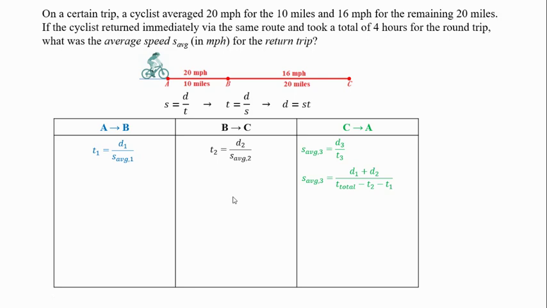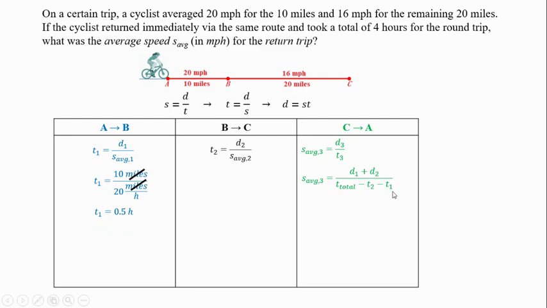So I'll go from left to right. To find T1, simply plug in the values that are given to you. The distance is 10 miles. The rate is 20 miles per hour. Here I've broken mph into miles over hour because that's what it is. And the unit miles will cancel out. So 10 over 20 simply just reduces down to 0.5 hour or half an hour. So we already solved for T1 here.